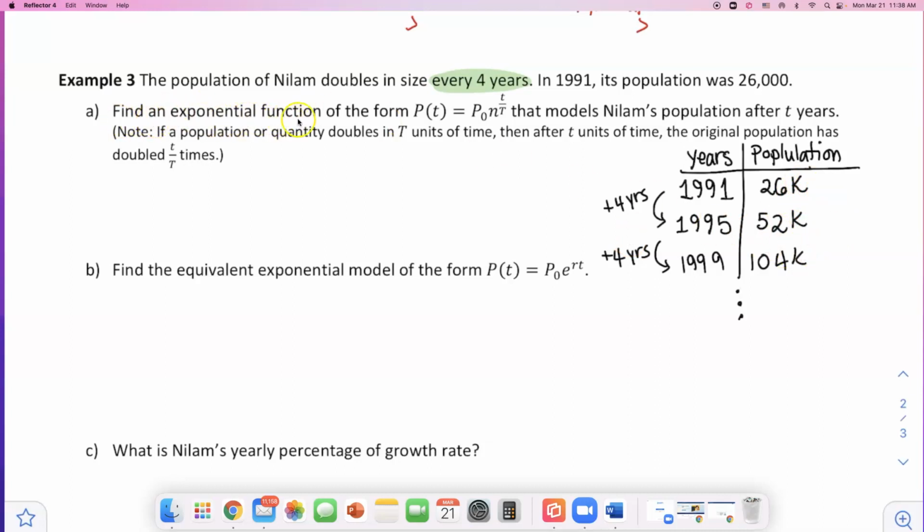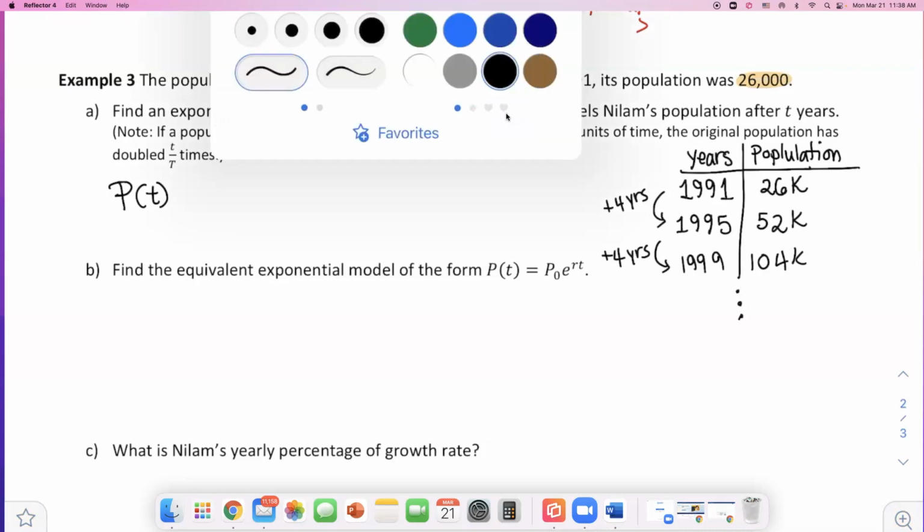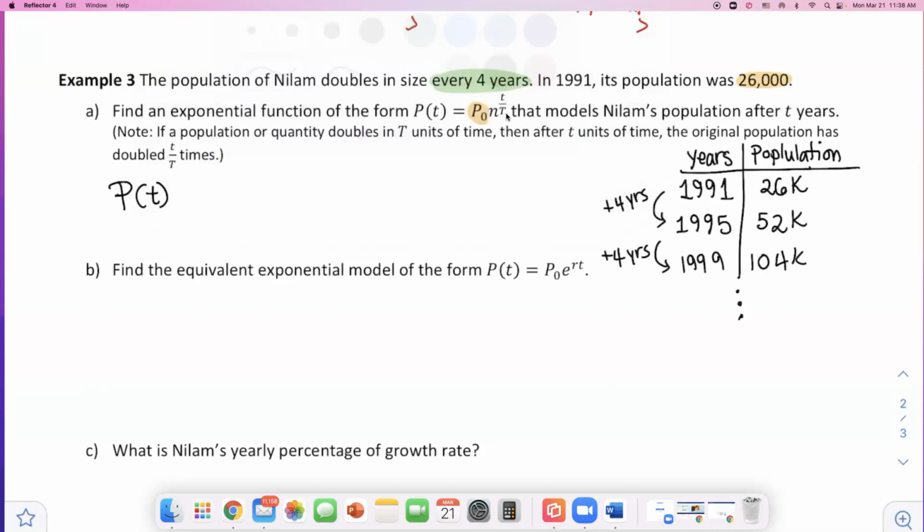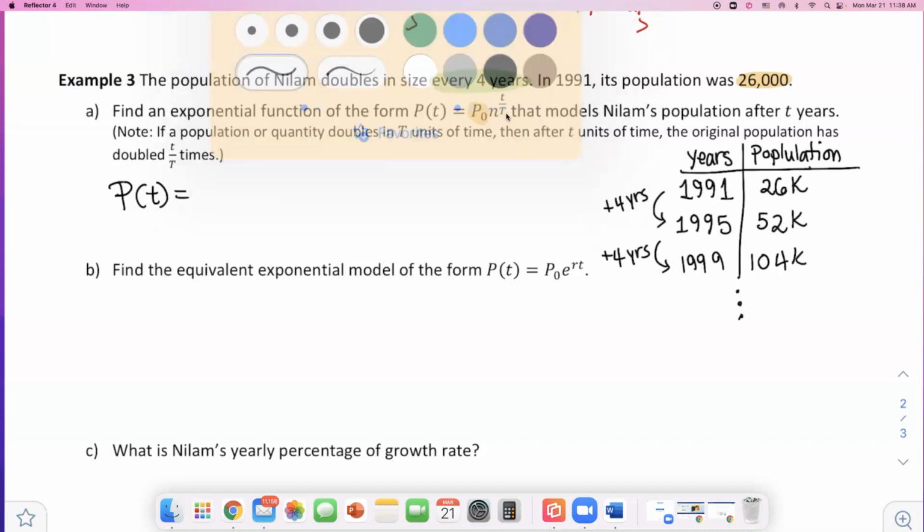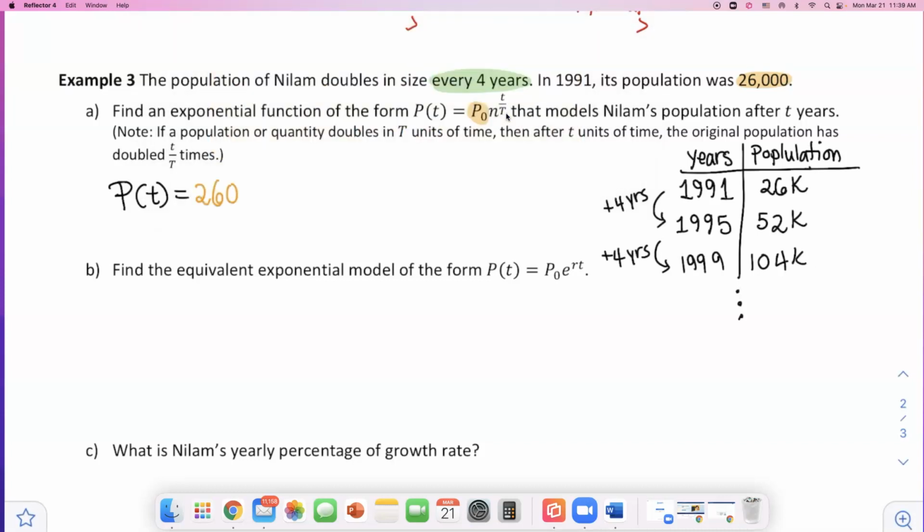Find an exponential function of the form P of t. So P stands for population, t stands for, I guess, time, right? How many years? Equals P naught times n raised to the little t over big T power. We do know what P naught is. The initial population, if we treat 1991 as our base year, P naught is going to be 26,000. So right after the equal sign, write down 26,000 as P naught.